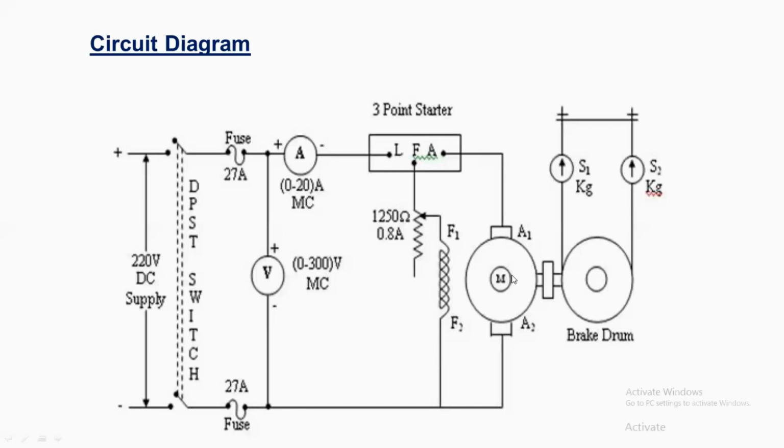Here the motor armature is coupled with the motor shaft. The motor shaft is coupled with the brake drum with spring balance arrangement. By the use of the spring balance arrangement, we can increase or decrease the motor load. When the load increases, the load current also increases. We can take the meter readings up to the full load rated current or less than this. Beyond this rated current the motor winding will be damaged.